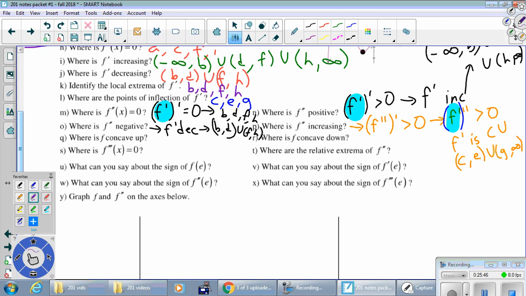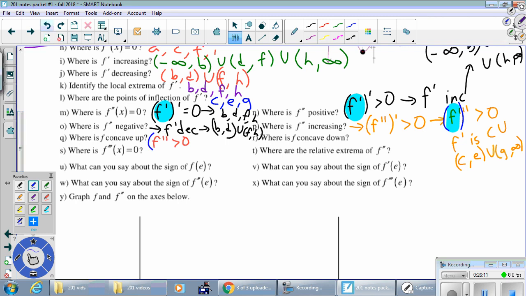Okay, we just did P, so now we're at Q. Where is F concave up? So we've got to do some more translating here. F concave up means that F double prime is positive. And then we're going to write that in a very particular way. We're going to put parentheses around F prime.